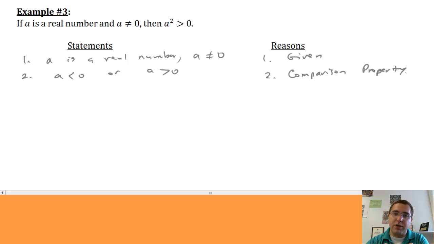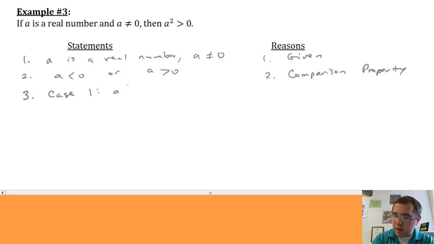That if you have two real numbers, there's only three possibilities. Either they're equal, or one is less than the second one, or the first one is greater than the second one. So we've eliminated at number 1 the fact that they're equal, so a must be less than 0 or a must be greater than 0. So that gives us two possibilities. And we're going to call them case 1 and case 2. Case 1.